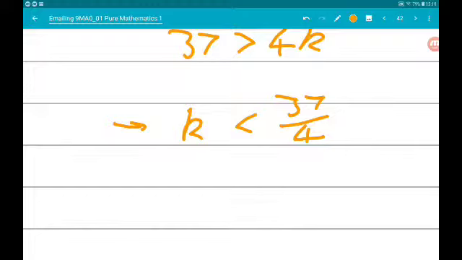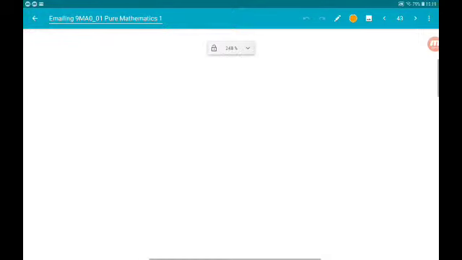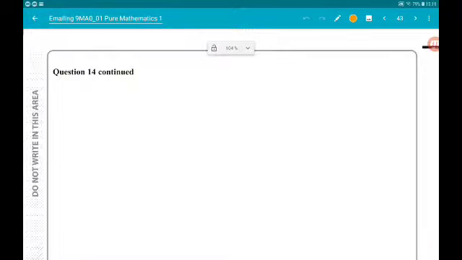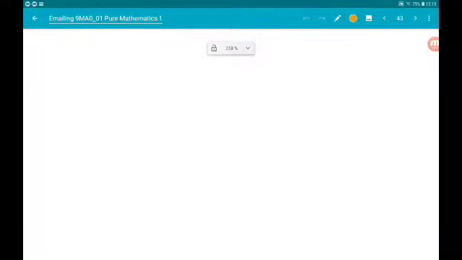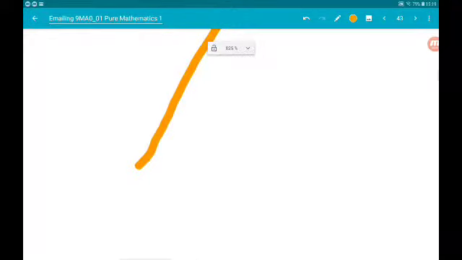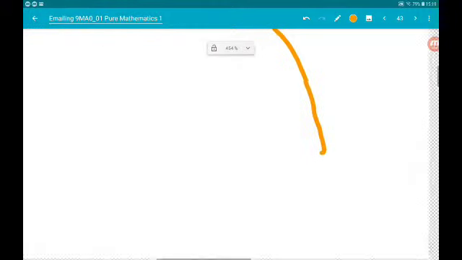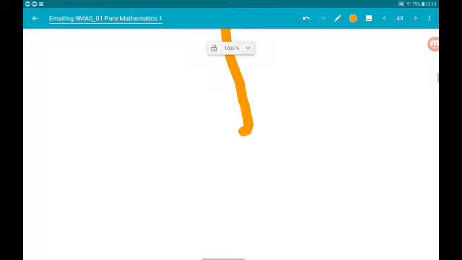There is also going to be a lower bound for k. At this point I realise it would have been handy not to erase my graph, but never mind. So remember our graph looked something like this, where this point here was 1, 2, and this point over here was 5, 2.